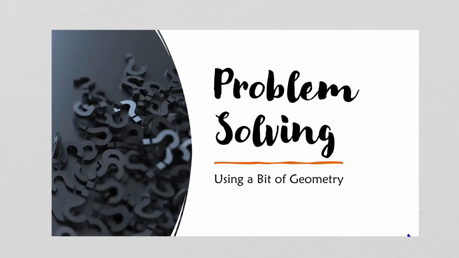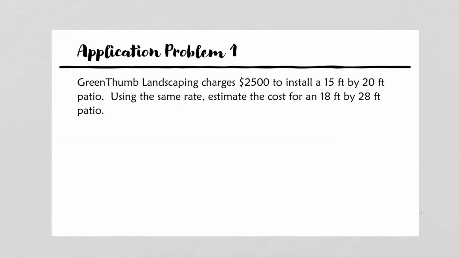In this video, we look at problem solving using a little bit of geometry. Let's jump right in and start with application problem number 1. Green Thumb Landscaping charges $2,500 to install a 15-foot by 20-foot patio. Using the same rate, estimate the cost for an 18-foot by 28-foot patio.